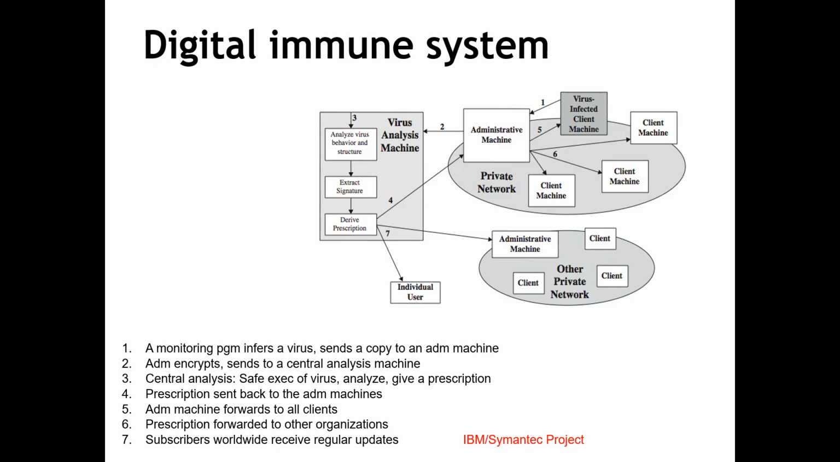We start with number one. The virus-infected client machine is identified by the administrative machine. Imagine you have different machines. These are different clients: client A, client B, C, D over your network, and so many other machines. The administrative machine will keep on scanning and looking, and it finds one machine that has been affected by a particular virus.